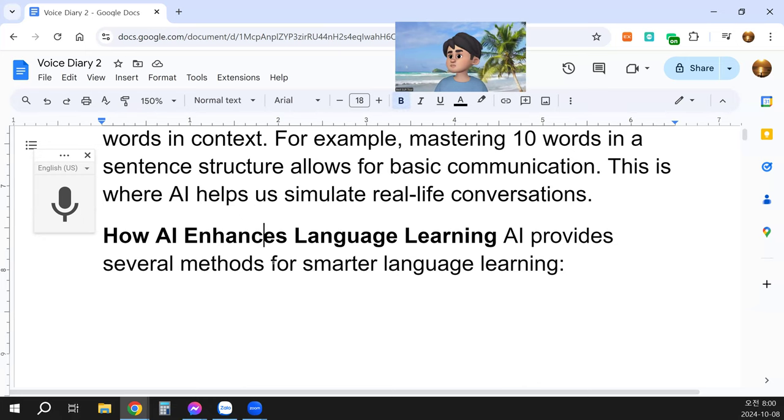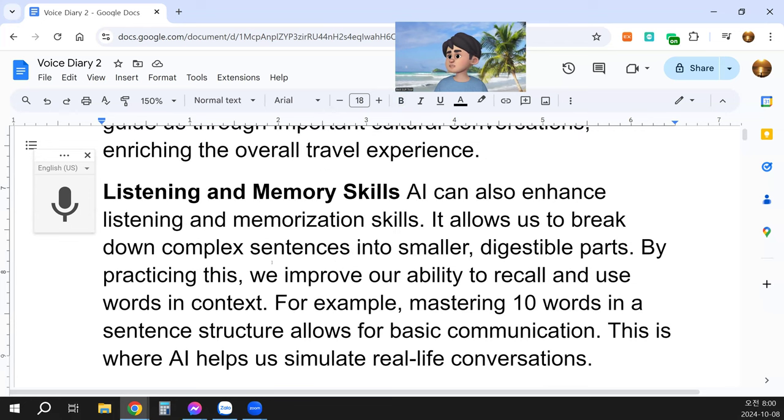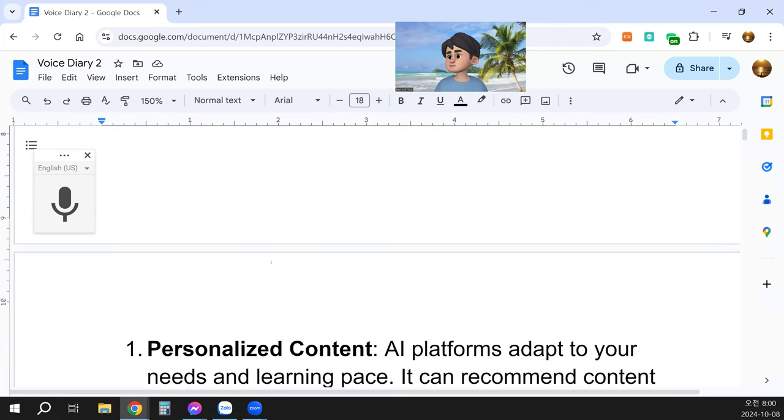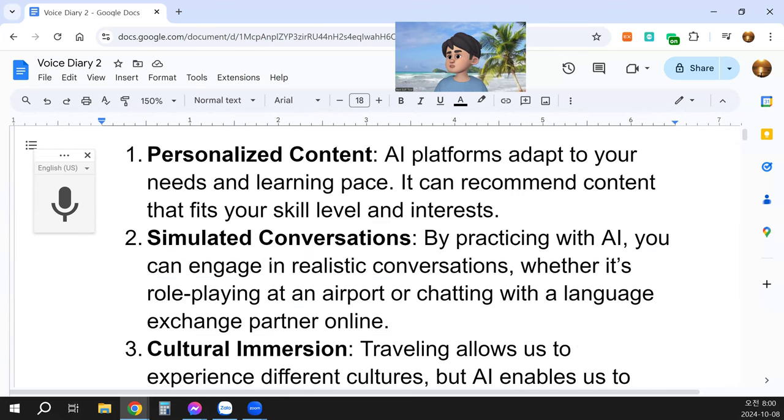AI provides several methods for smart language learning. Personalized content. AI platforms adapt to your needs and learning phase. It can recommend content that fits your skill level and interest. Simulated conversation. By practicing with the AI, you can engage in realistic conversation, whether it's role playing at an airport or chatting with a language exchange partner online.